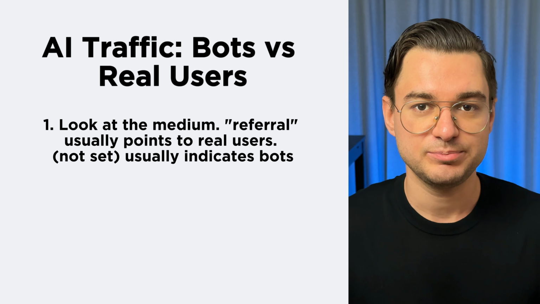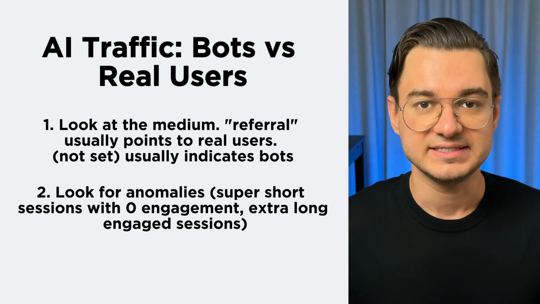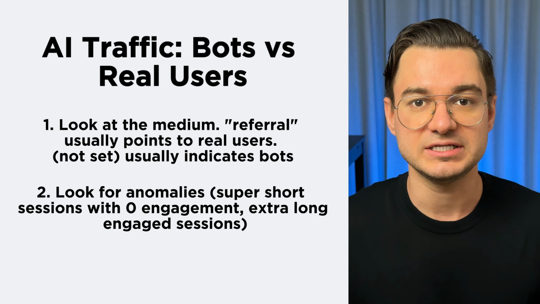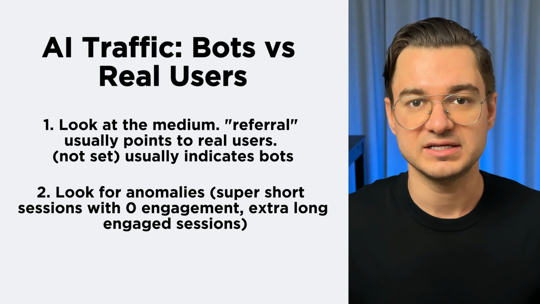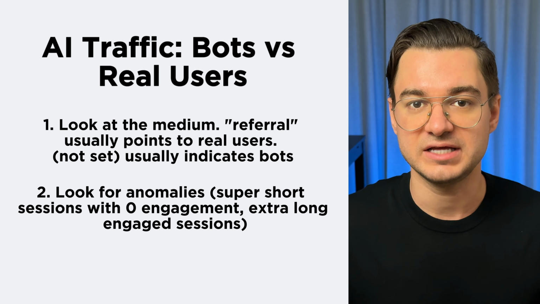A great tip is to look for anomalies. Zero or near zero engagement is one type of anomaly from AI traffic, while extremely long and super engaged sessions are another type of anomaly. Both essentially can indicate bot activity, especially with a considerable amount of traffic.